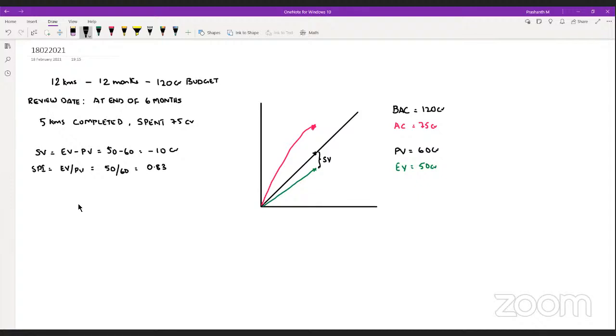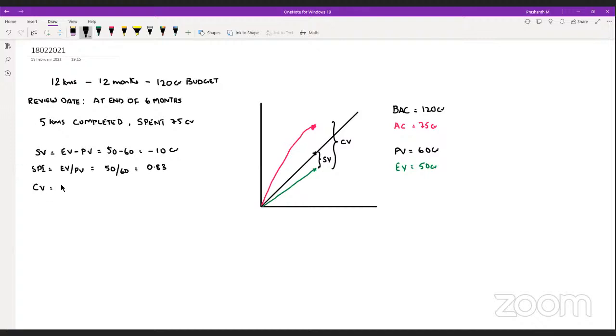Is it okay? Yes, sir. Good. Now, you have earned 50 crore worth of work and you have spent 75 crores for that. So ideally, if you have spent 75 crores, how much work should you have completed? 75 crores, 7.5 kilometers. But we have completed only 50 crore worth of work. It means 5 kilometers, but we have spent 75 crores. So the difference between these two, I call it cost variance.